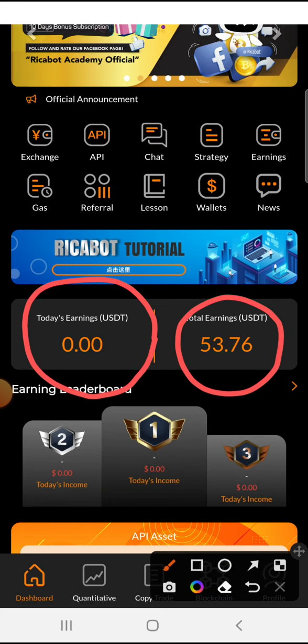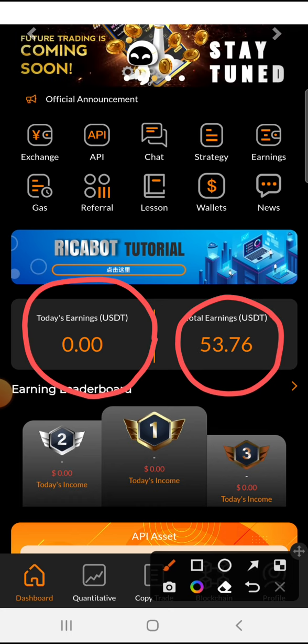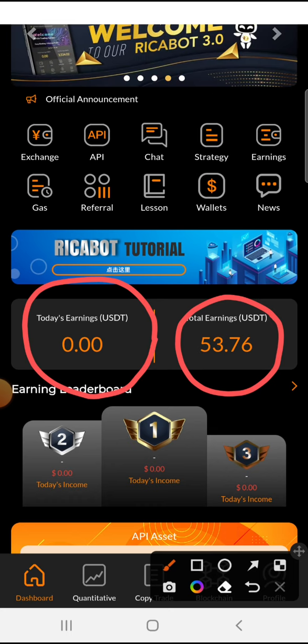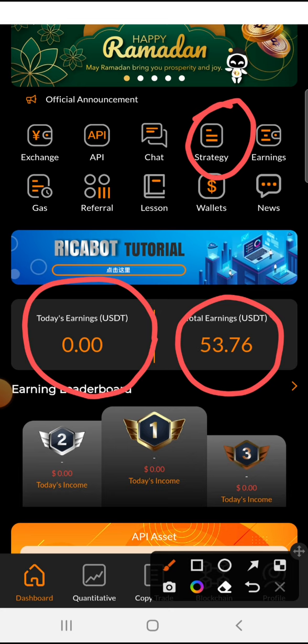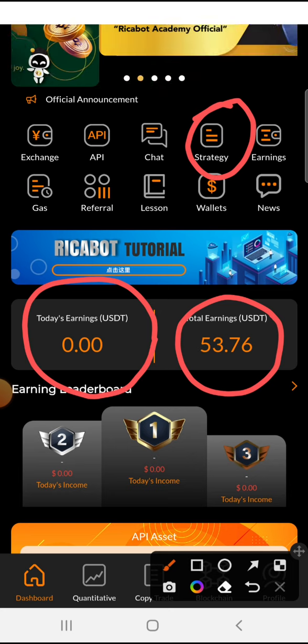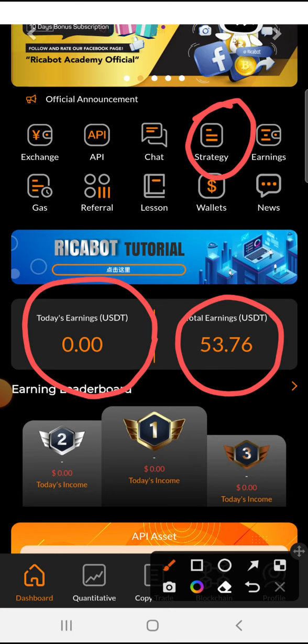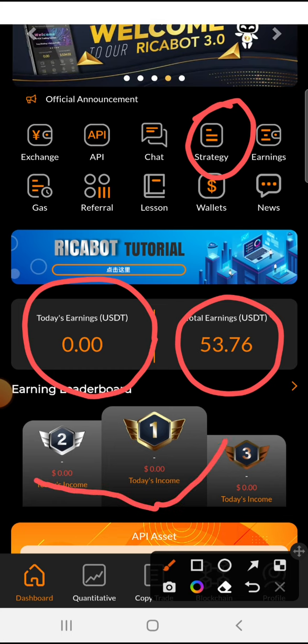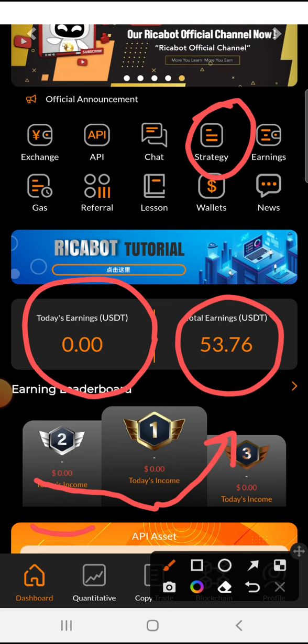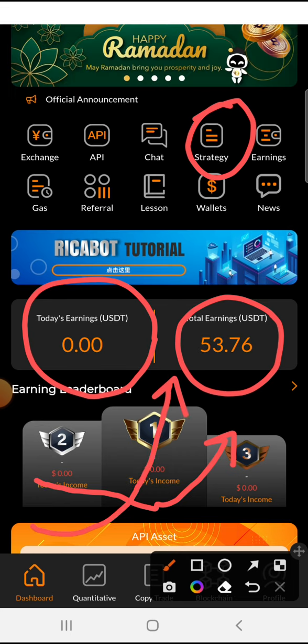For 5 or 6 days I didn't see any profit in my today's earning box, because today there is no daily profit. But here you see the trade has already started, and the bot already purchased and reserved the positions. When you see the BTC market is now down, and then the market goes up slowly, at that time all the alternative coins also go up.